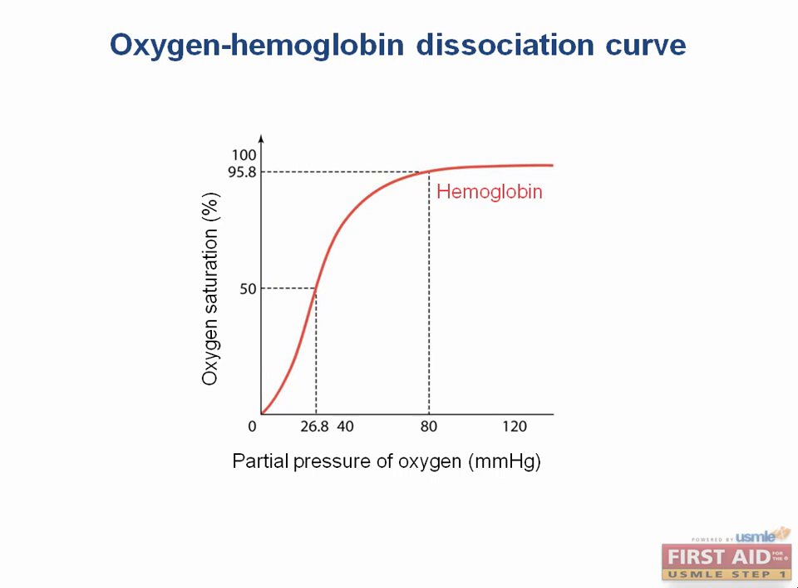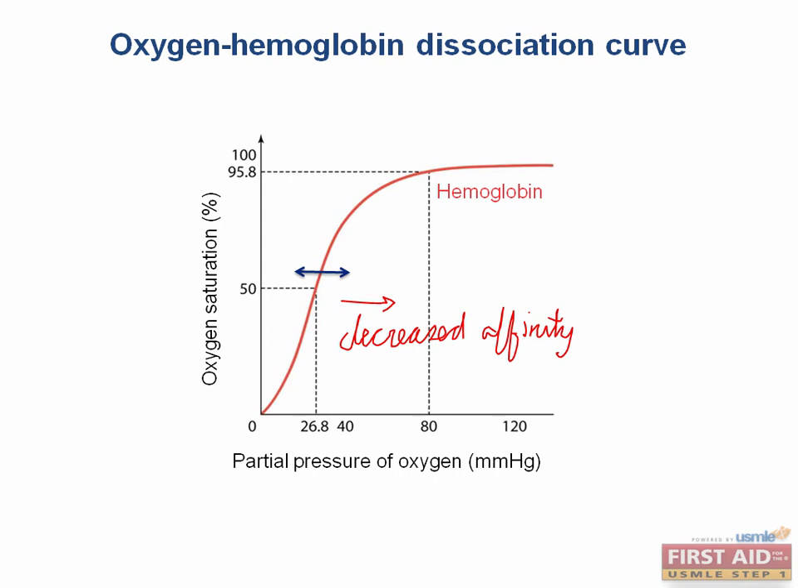So why would the curve shift, and why does it matter clinically? Well, a shift in the curve in any direction simply means that there is a change in the affinity of hemoglobin for oxygen. A shift to the right signifies a decreased affinity of hemoglobin for oxygen. What this means is that there's more unloading of oxygen to the tissues. Think for a moment about situations where this would be helpful.